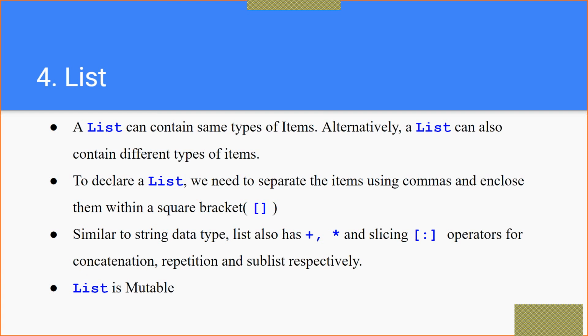But here the list is mutable. Mutable means we can modify it. Once the list is given, any element we can modify. That means the original list we can modify, that is nothing but mutable. And if you are unable to modify the list or anything, that is immutable. So I think you understood what mutable and immutable are. Mutable means we can modify, immutable means we cannot modify. So these two things are most important.